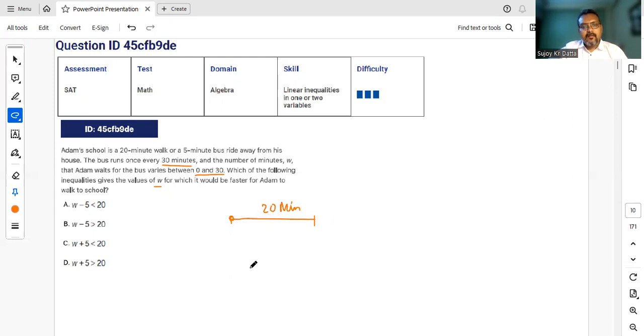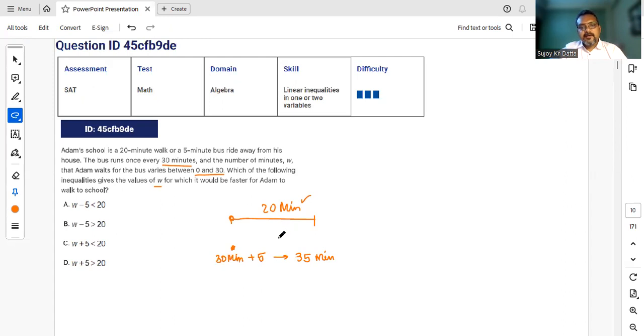Okay, if you start walking now. But now if you start waiting for the bus, and the bus comes every 30 minutes. So let's say the bus has just left and you have waited for 30 minutes and then it took you another 5 minutes. So then it would take me 35 minutes to reach, which you don't want because you are saying that it will be faster for Adam to walk to school, right?